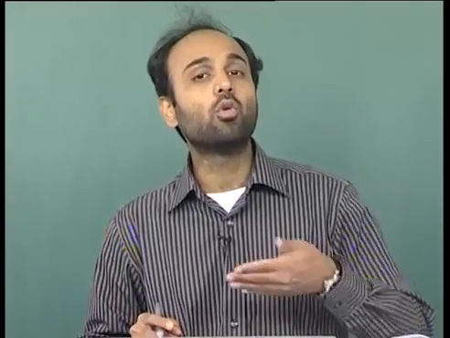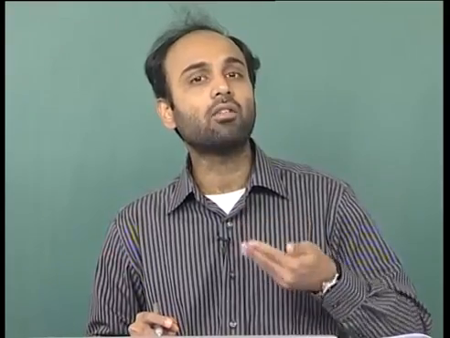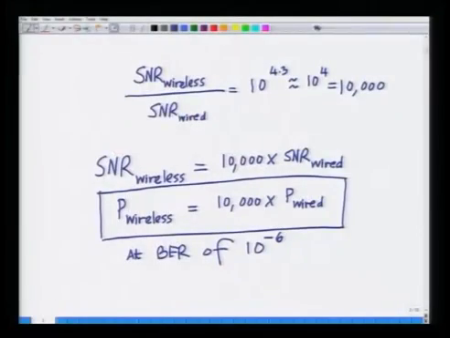All right. So, to overcome that, what you need to do is transmit at a very high power. How much higher? This result says that for a bit error rate of 10 power minus 6, you need 10,000 times higher power to achieve the same bit error rate as a wired communication system. So, this is what we meant by doing a comparative analysis of a wired and a wireless communication system.